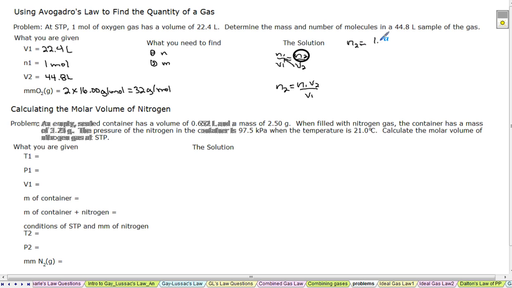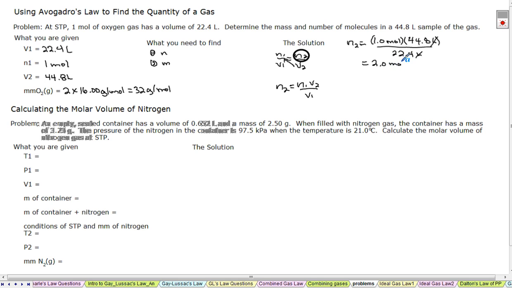N1 is 1.0 mole times my V2 is 44.8 liters, all divided by 22.4 liters. Now, the big thing here is to cancel out my units, and I'm going to be left with moles, looking pretty good.